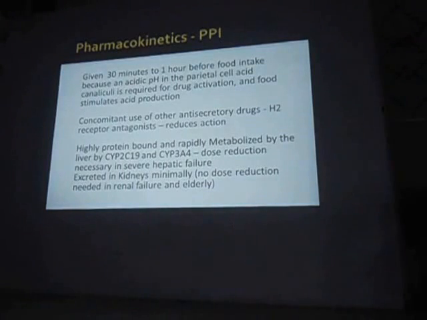One enzyme inhibition action is there, they can inhibit CYP2C, so you can prevent the metabolism of some of the drugs which are given together. They are minimally excreted by the kidneys, so no problem with renal disease and in the elderly.